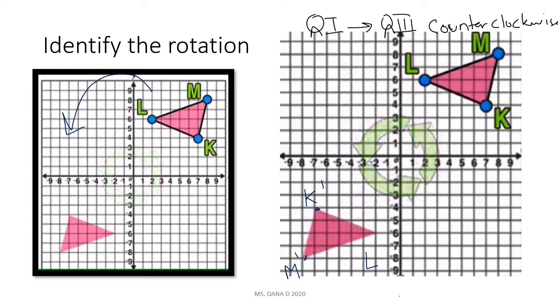Now, if I need to identify my angle, I'm going to join K to K prime through O, because as we have discussed before, O is my center of rotation, considering all our slides. So what do you notice? It forms a straight angle.